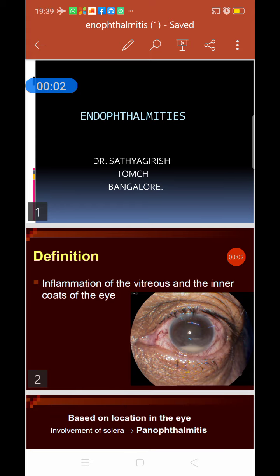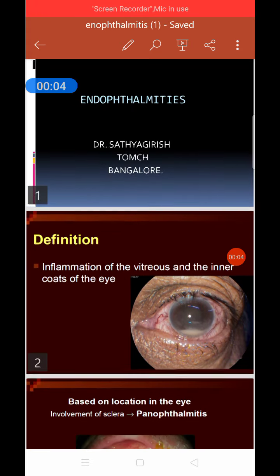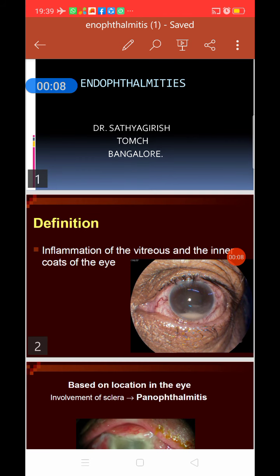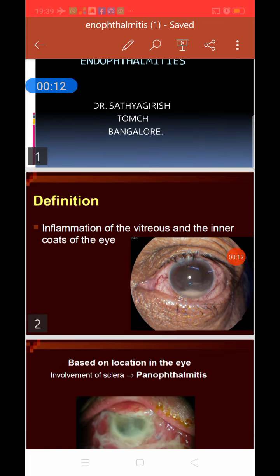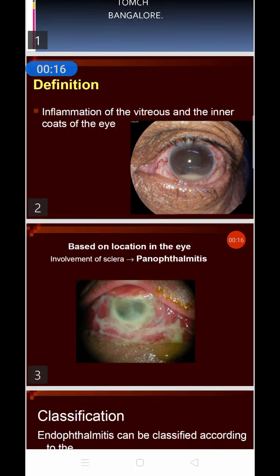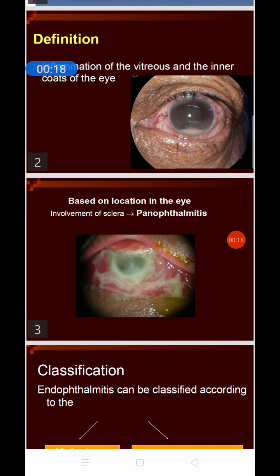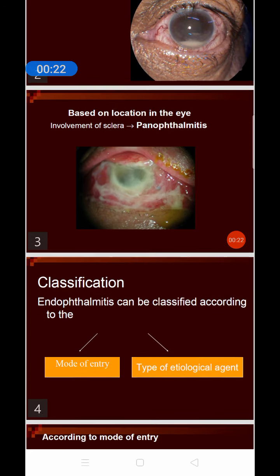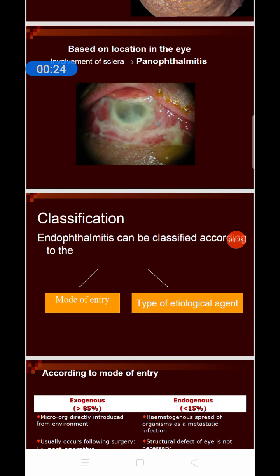Good morning, everyone. Let us deal with the topic endophthalmitis. Endophthalmitis, as the name suggests, endo means inside. So, it is inflammation of the contents of the eyeball, vitreous, and inner coats of the eye. Based on the location in the eye, involvement of the sclera is panophthalmitis. So, how do you classify endophthalmitis?